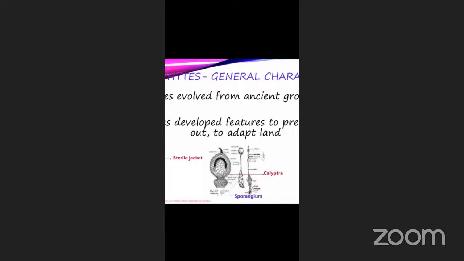So, the bryophytes are divided into three classes: Hepaticopsida, Anthocerotopsida, and Bryopsida. Okay, Hepaticopsida is over. So next one is Anthocerotopsida. This one we generally call hornworts.